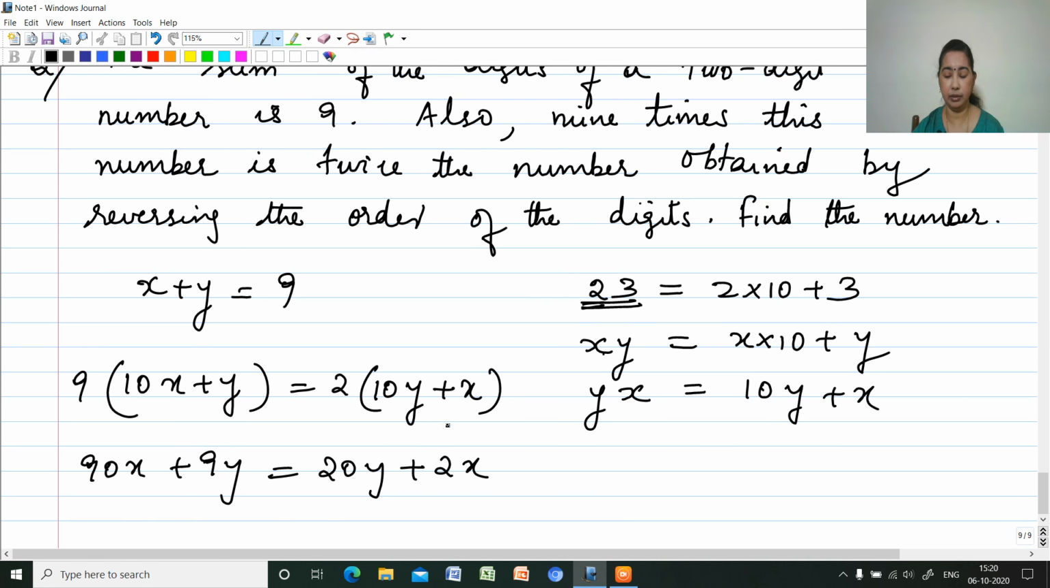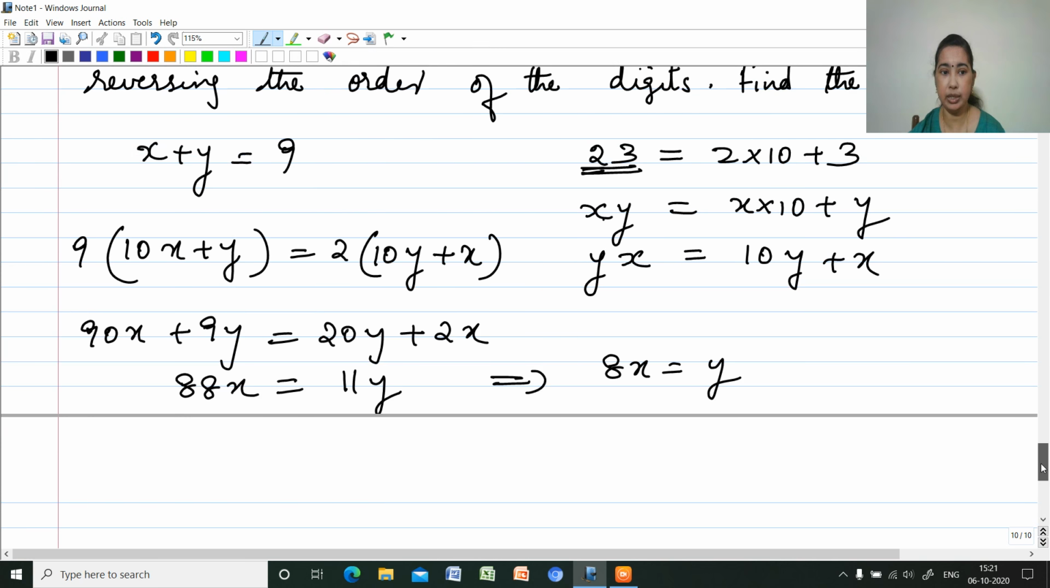Then rearranging this, all the x variables to one side. So 90x minus 2x is 88x, equal to 20y minus 9y, which is 11y. And that is 8x is equal to y, because 11 is common in both. You are getting y is equal to 8x. And this value, if you are substituting in the first equation, is a direct substitution.